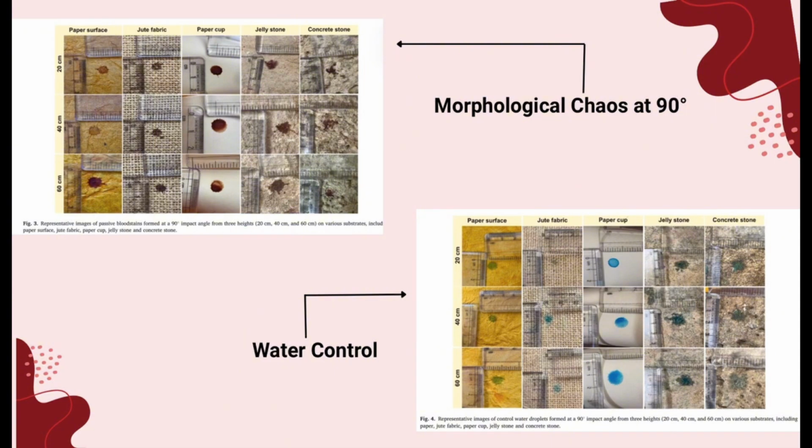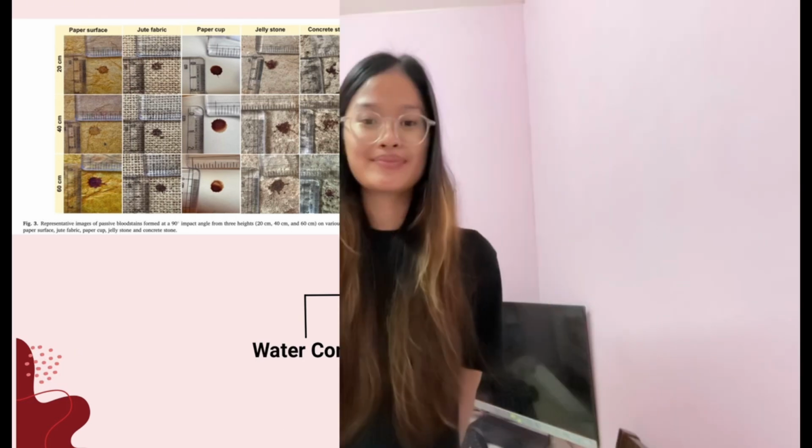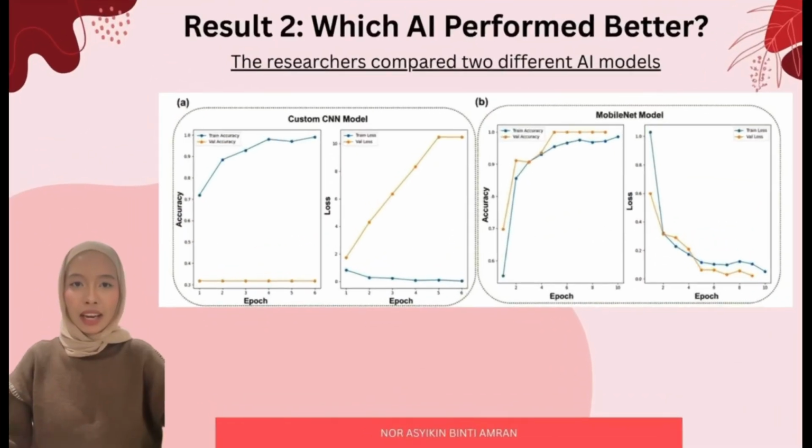Interestingly, the researchers also compared blood with colored water. Surprisingly, both produce very similar stain shapes under vertical drops. This suggests that, under controlled vertical drop conditions, the surface has a greater influence on stain morphology than the liquid itself. Next, the result on which AI performed better.